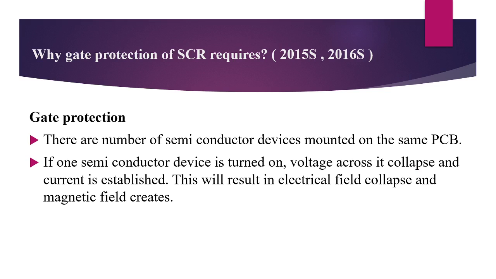Next question: why is gate protection of SCR required? On the PCB a number of semiconductor devices are mounted. If one semiconductor device is switched on, the voltage across it collapses and current is established. When the device is on, the voltage across it reduces to almost 1 volt, and current passes through it. This results in the electric field collapsing, which is associated with voltage, and a magnetic field being created, which is associated with current.